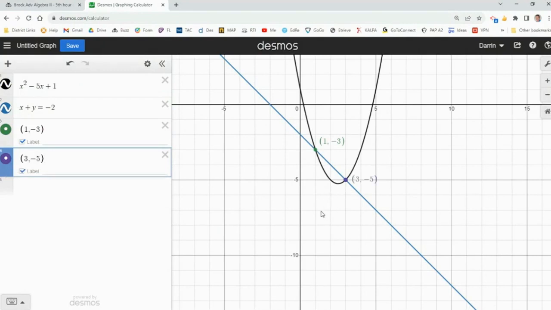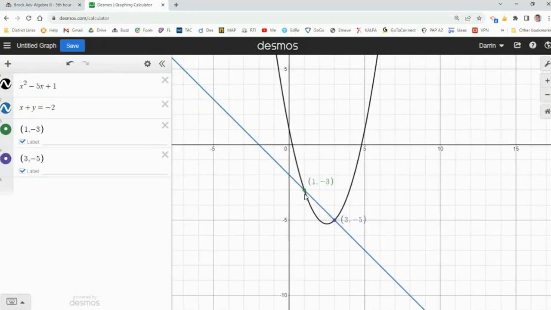Remember when we were doing linear equations, the solution was where the two graphs met. Where was the point that they meet? Well, in this case, there are 2 points where they meet. So those are both solutions. Both of those are solutions to this system of equations, because that's where they're equal to each other. When x is 1 and y is -3, both of these equations are exactly the same.